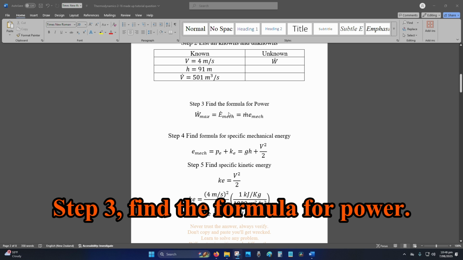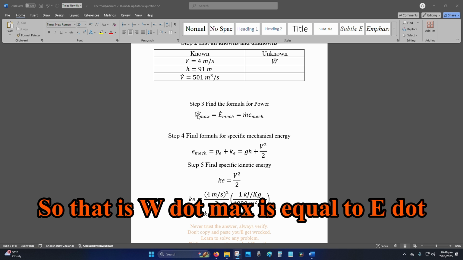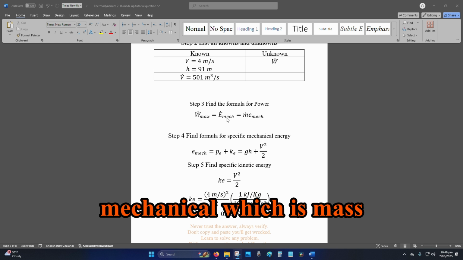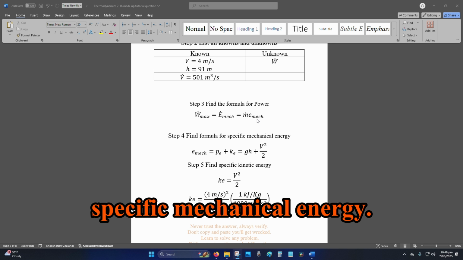Step 3. Find the formula for power. So we want to find the maximum power. So that is W dot max is equal to E dot mechanical, which is mass flow rate multiplied by the specific mechanical energy.